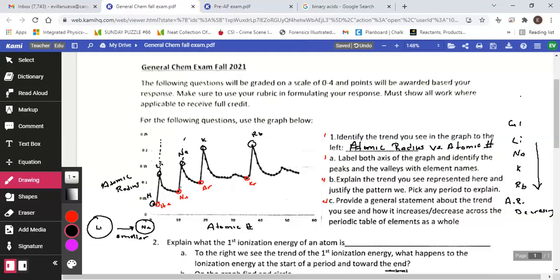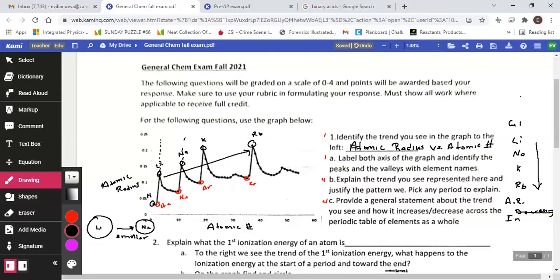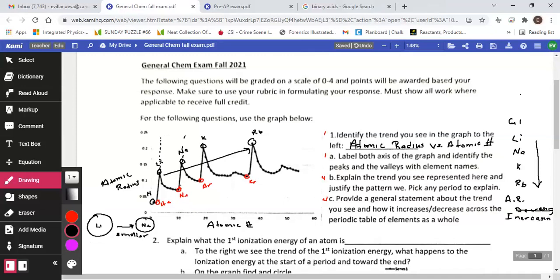right? And we just explained that as you go from the start of the period to the end of the period, sorry, not decreasing, increasing. See, because it's going in an upwards trend. That was my fault, excuse me. So it's increasing. I was getting ahead of myself. All right. What we just explained here, though, is when you go from the start of a period to the end of the period, we see that there is a steady decrease in the atomic radius.